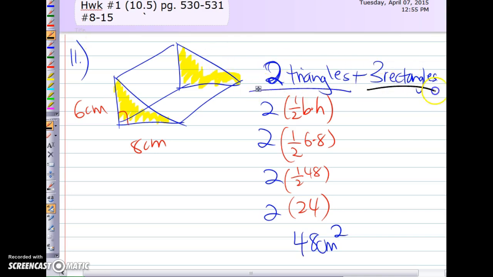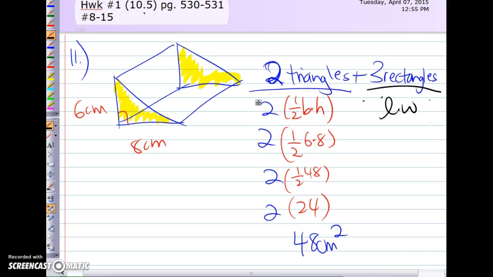Now I want to find the area of the 3 rectangles. The area of a rectangle is length times width. Now it doesn't mean that every rectangle is going to have the same length and width. So I do want to be careful that I don't just take any length and width and multiply, because it is going to be a little bit different back here. Okay, so length times width.